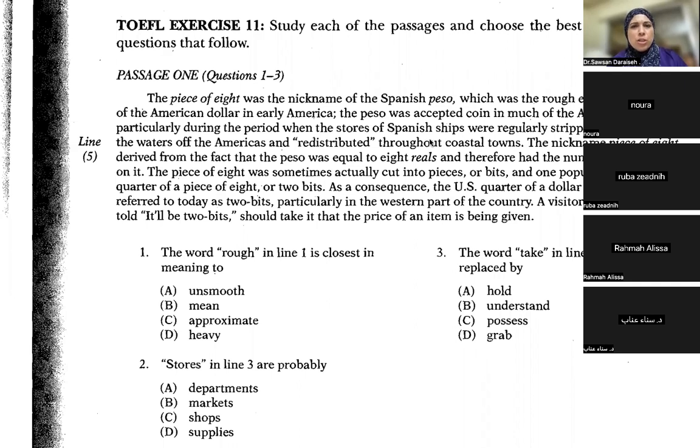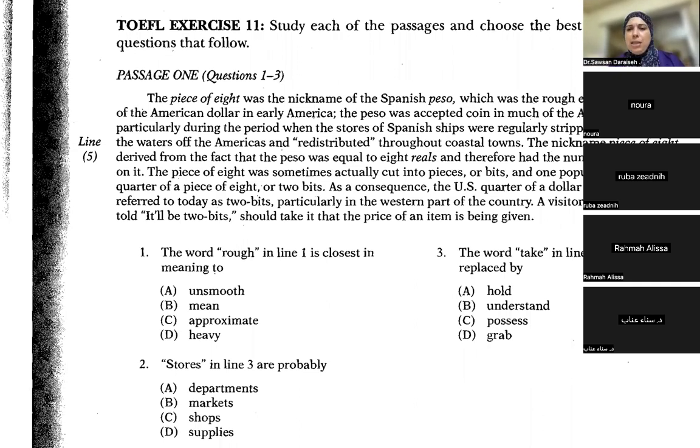Can you imagine the stores of Spanish ships? So there were stores in America that contained what? Spanish ships. Who would come to these stores? Pirates. And they would do what? They would strip those stores. Strip them means steal money from them, okay? On the waters of the Americas, and redistributed throughout the coastal towns. What is to redistribute? Exactly. Coastal towns, that means towns that had water on one side.